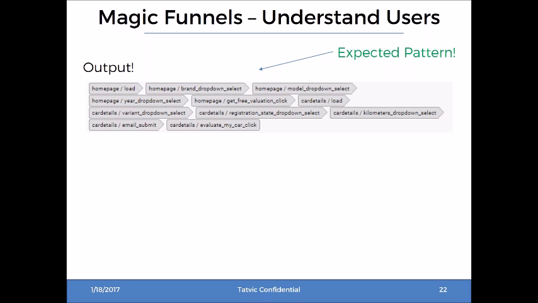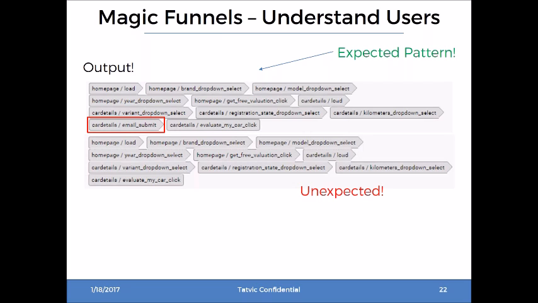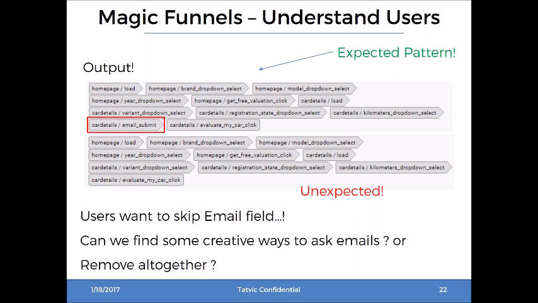So most of the users were actually following the expected patterns, but there were some unexpected patterns as well. When we dive deeper into the data, we found that there were a lot of users who were willing to skip the email submit step. So there were user journeys without the email field, and people were trying to submit the form without a personal email address. So what could be the next steps?